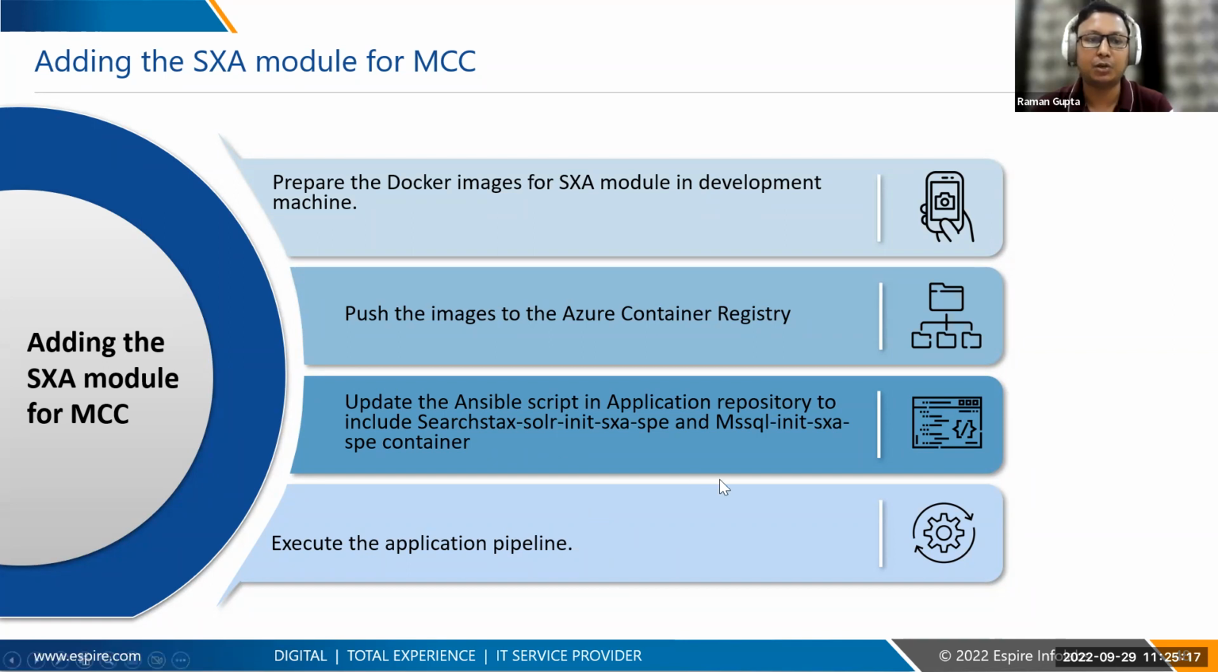So the same thing we are doing here. We first install that module in the local development, and then we do the same changes in the CD pipeline that VK has explained, and then MCC will handle the SXA and SPE deployment from the next deployment onwards. So basically, we need to go to the application repository and open the Docker image JSON file. And there we have to map the new images that we have pushed to the ACR.